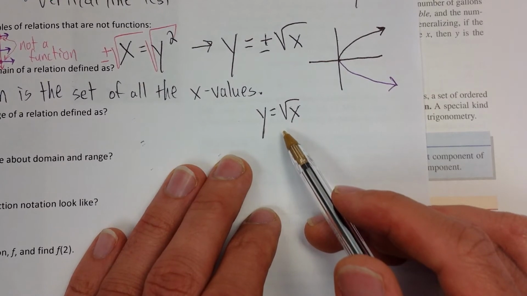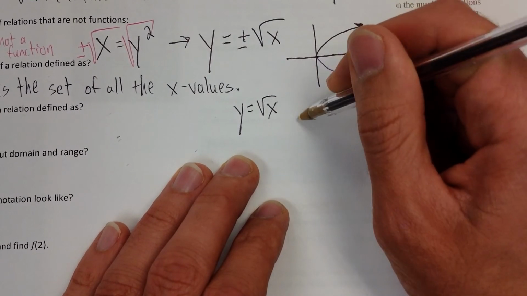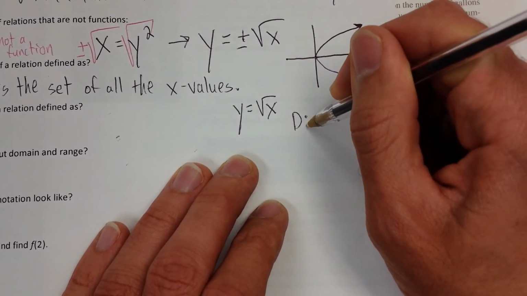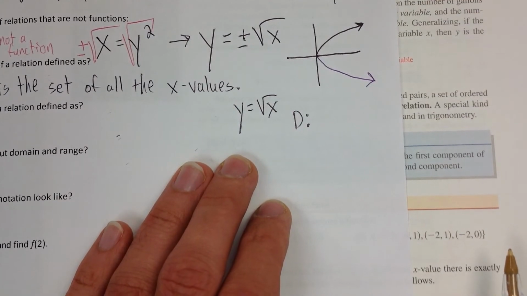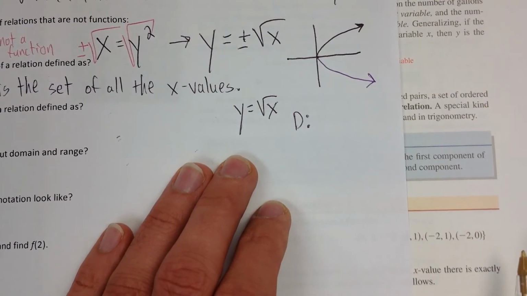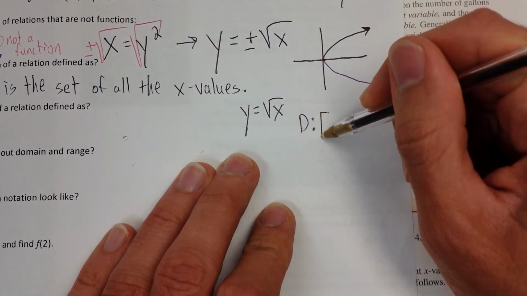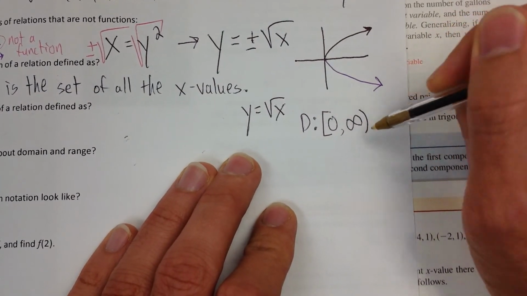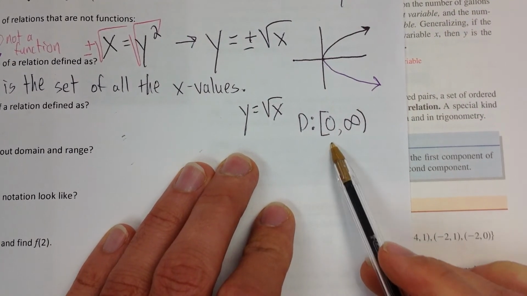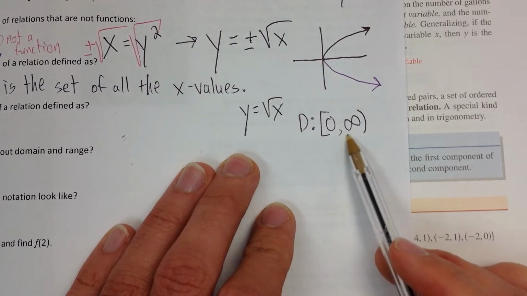Negatives. If it was like -2 and -3, would -2 be in the domain? Yes. So the domain of this is 0 to infinity. And that's in interval notation. That's why we had you learn that, so you could express domain and range in a shorthand way.